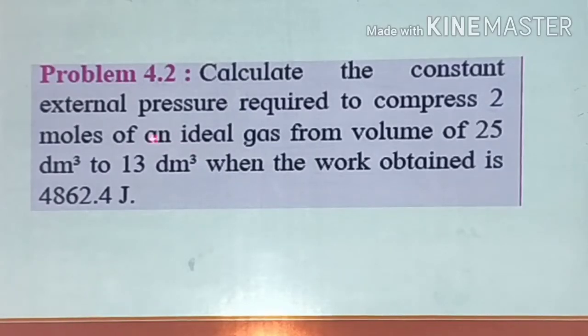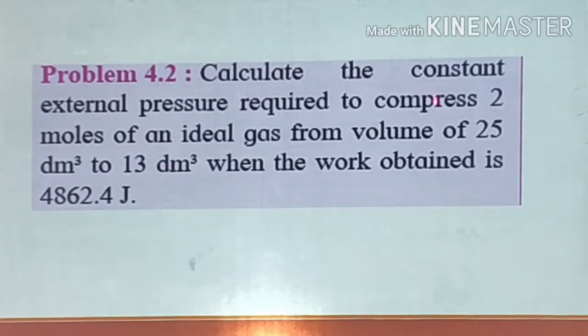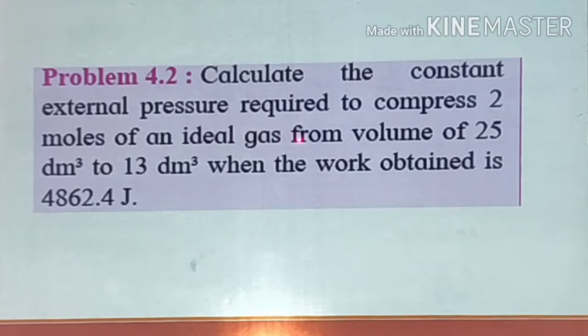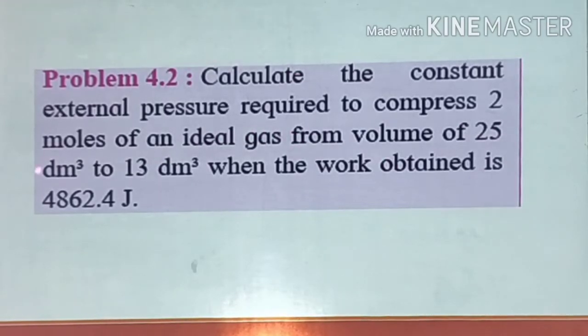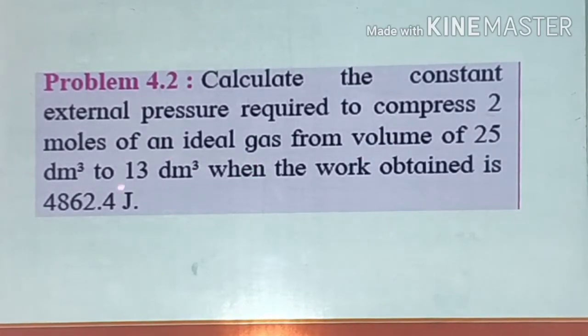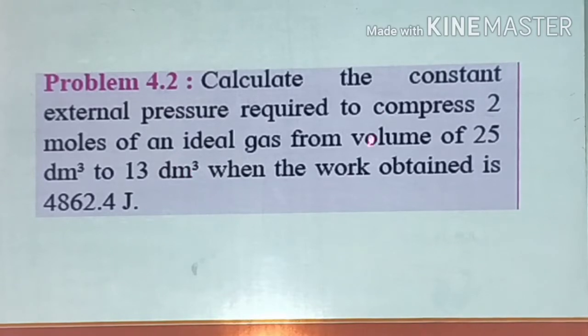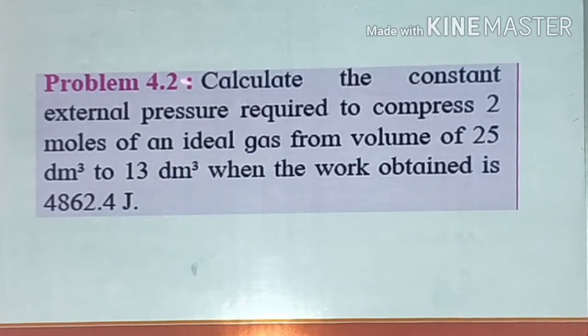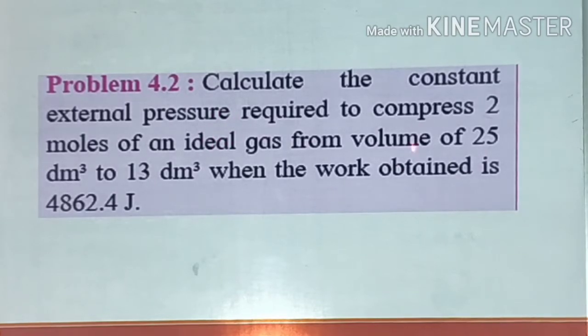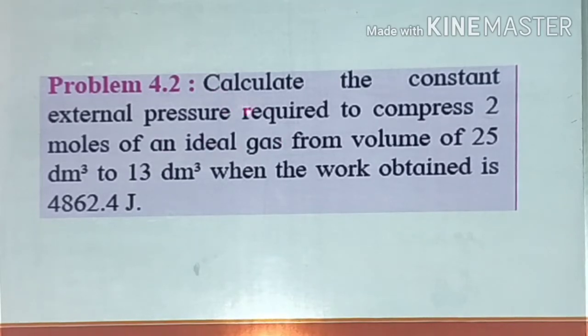See the second problem. The problem says: calculate the constant external pressure required to compress 2 moles of an ideal gas from a volume of 25 dm cube to 13 dm cube when the work obtained is 4862.4 joules. Now in this problem, the first statement itself says that you have to calculate constant external pressure, means we have to calculate the value of P external. The process carried out is compression. Remember, pressure can never be negative, so you should not get the final answer in negative.